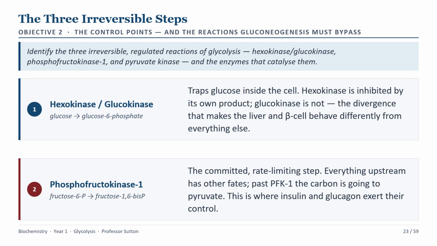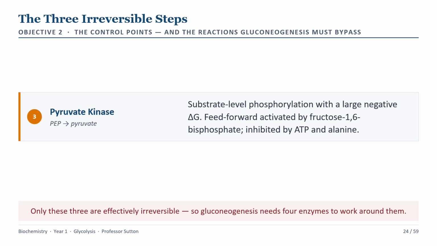Number 1, the hexokinase or glucokinase in liver and beta cells. Glucose to glucose 6-phosphate. It traps glucose in a cell. Hexokinase is inhibited by its product, glucose 6-phosphate. Glucokinase is not. Number 2, the phosphofructokinase 1, fructose 6-phosphate to fructose 1,6-bisphosphate, rate limiting and committed. It's inhibited by ATP and citrate, activated by AMP and fructose 2,6-bisphosphate. This is where insulin and glucagon act.